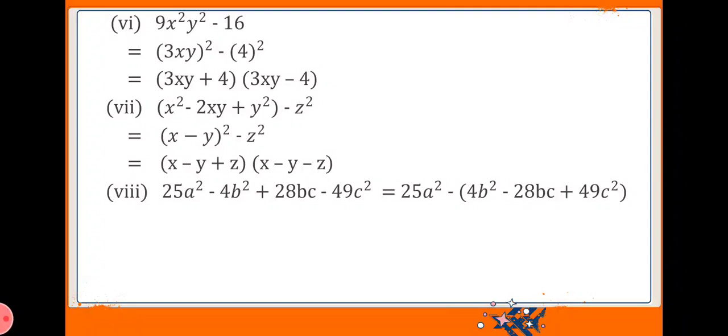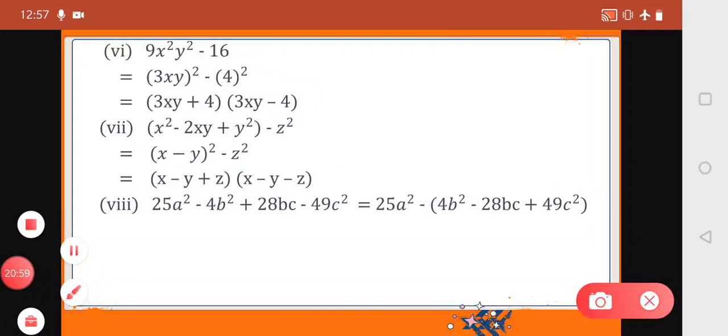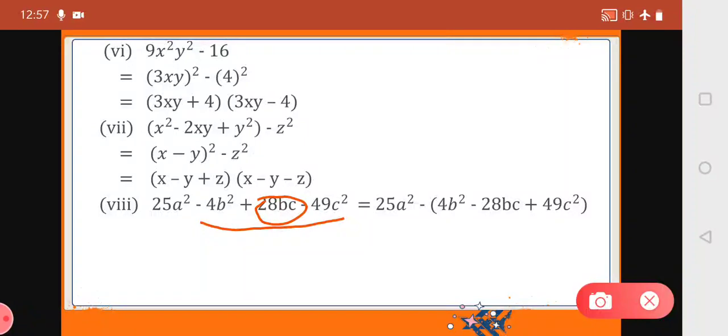25a square minus 4b square plus 28bc minus 49c square. Again, here 4 terms are given in the expression, where we can see that nothing can be taken out common. So first let's see whether we can apply any other identity or not. Yes. Looking at the last 3 terms of the given expression, you can see that the middle term is bc, and here also b is there, and here c, which are perfect square numbers. So we can use the perfect square method. But for that we have to separate the terms.